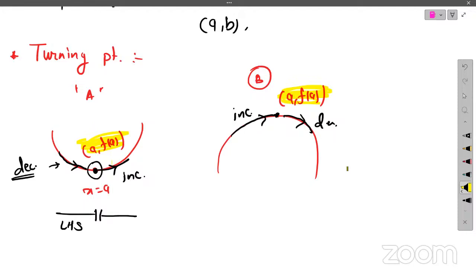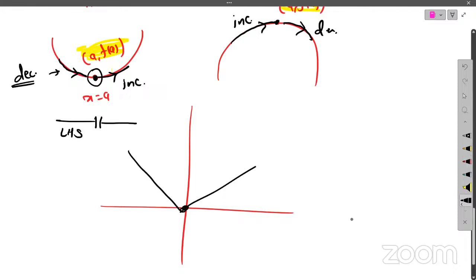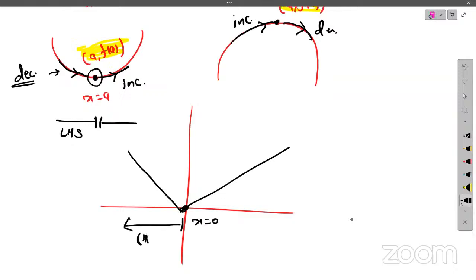Is there any doubt in turning points? What about mod x? For mod x, the turning point will be x equals 0. This is the graph of mod x, and suppose this is the origin. At x equals 0, around the left hand side the value of the function is decreasing, and around the right hand side the value of the function is increasing. So x equals 0 is a turning point.